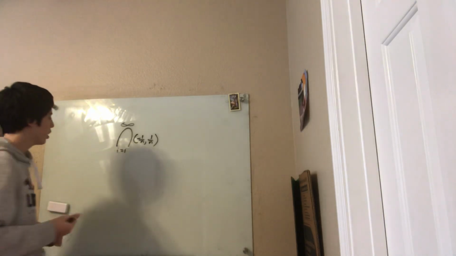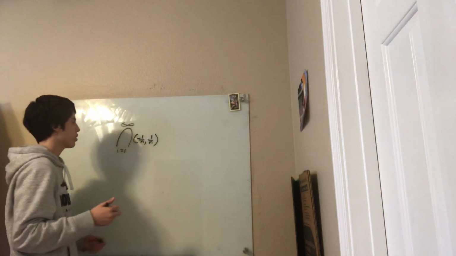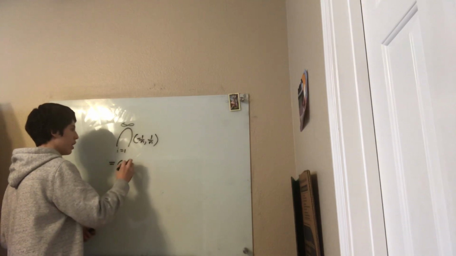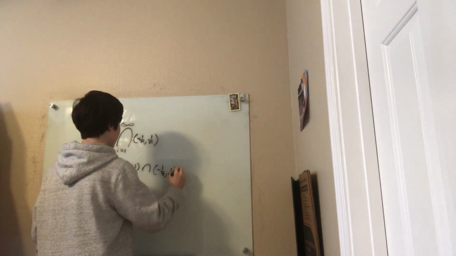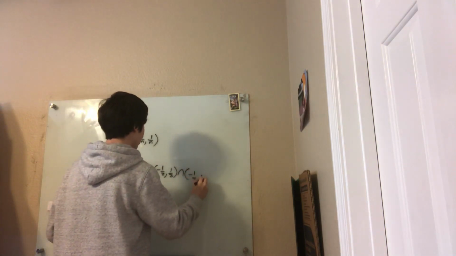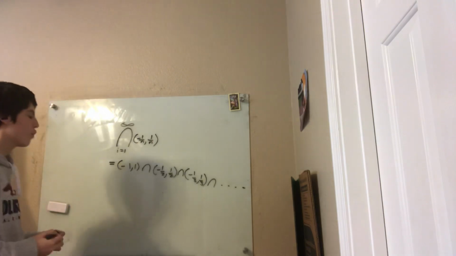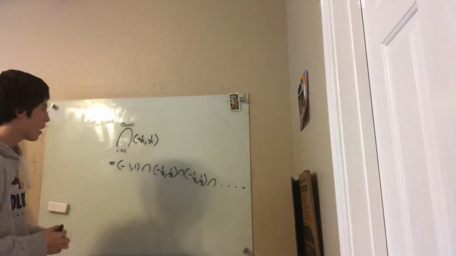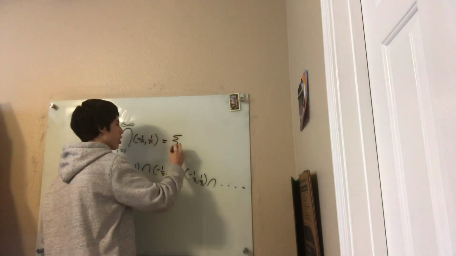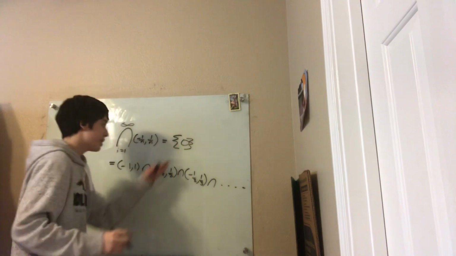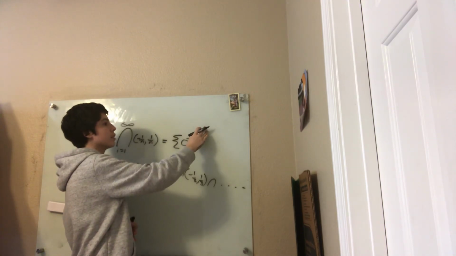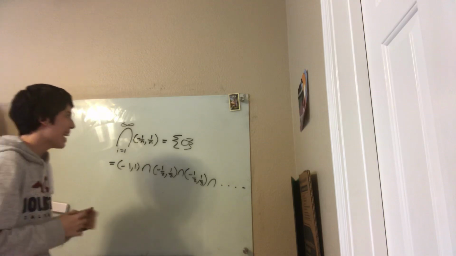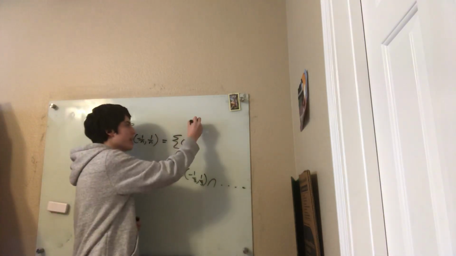So we take an intersection of these open intervals, and we notice we get (-1, 1) intersected with (-1/2, 1/2) intersected with (-1/3, 1/3), and this goes on forever. And the intersection is going to be equal to {0}, which is a single set, and which is basically a point.